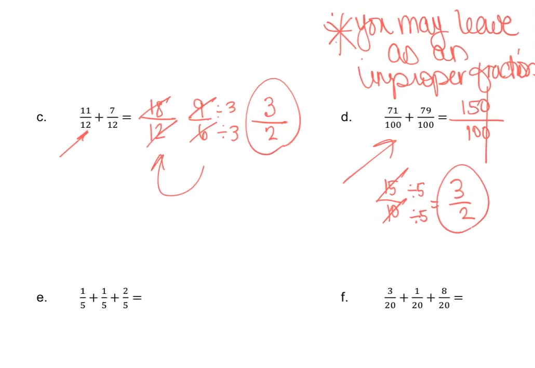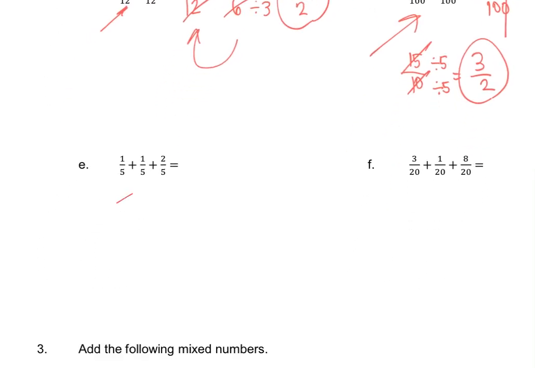All right. Letter E. All 3 of those have denominators of 5, so we're just going to add the numerators. So 1 plus 1 plus 2 gives me 4. Leave my denominator alone. No simplifying, so I'm done.